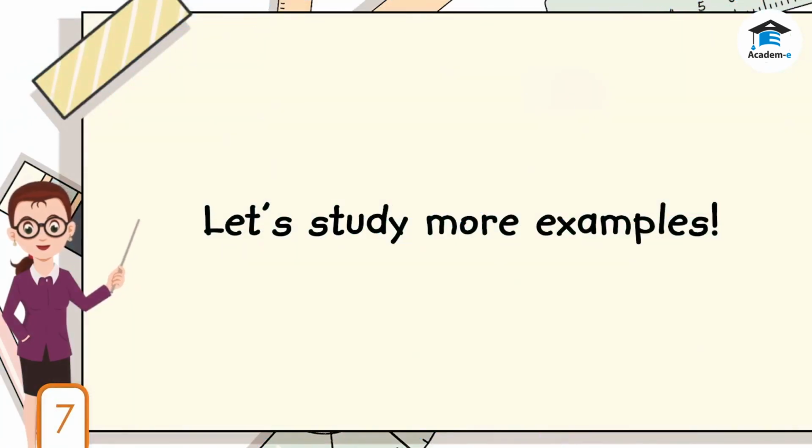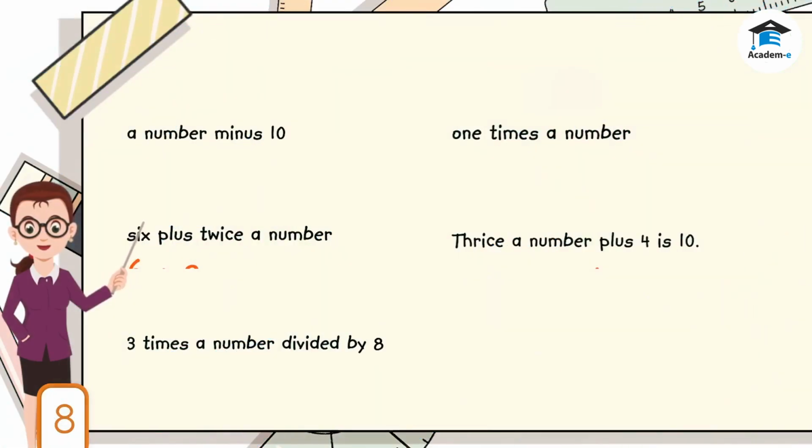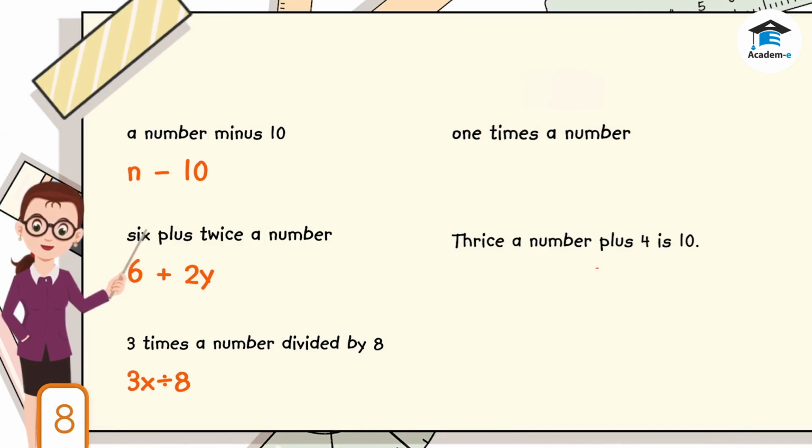Let's study more examples. A number minus 10. 6 plus twice a number. 3 times a number divided by 8. 1 times a number. Thrice a number plus 4 is 10.